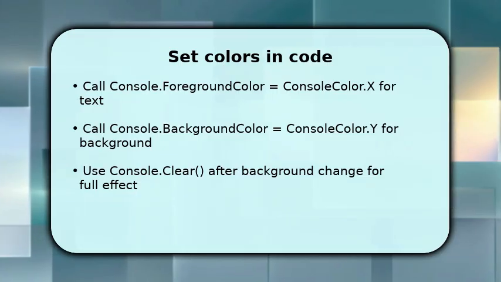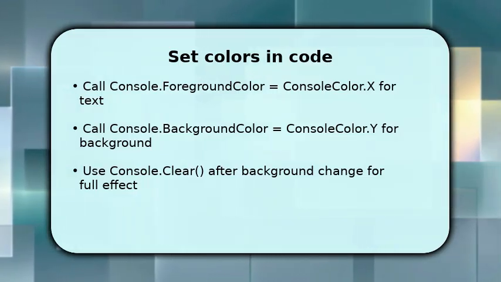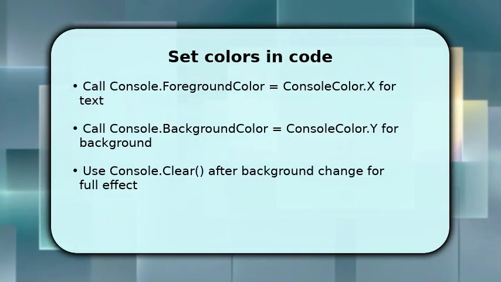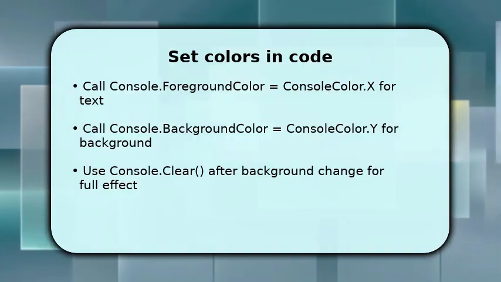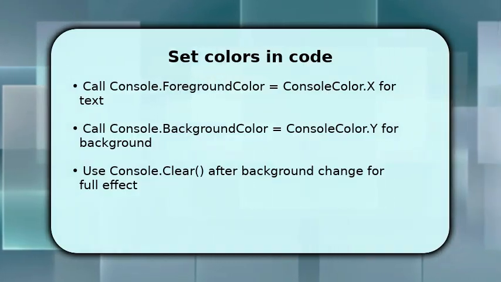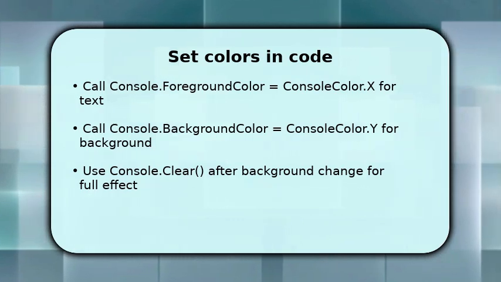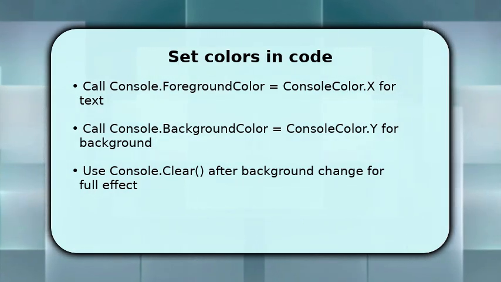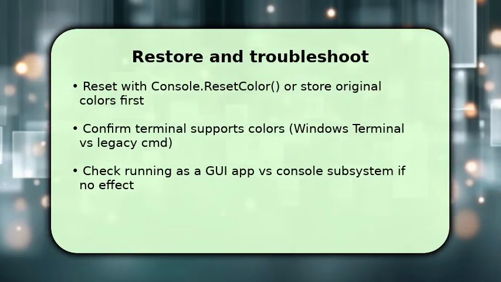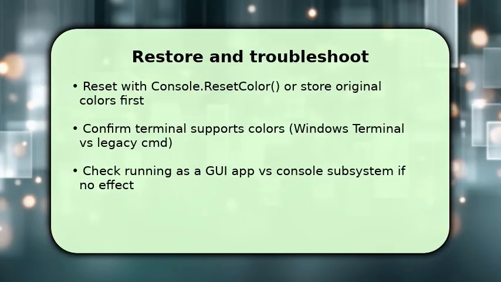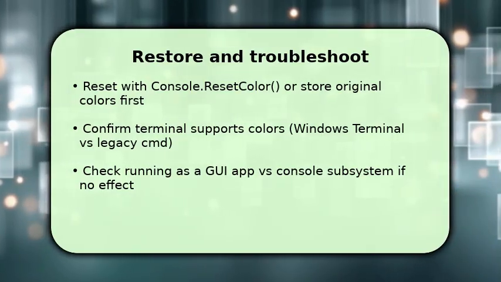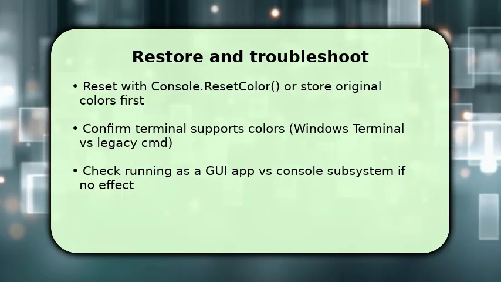Use conditional checks if colors depend on configuration or user input, and encapsulate changes in a method so you can reuse or revert them. This organization prevents scattered color assignments and makes maintenance straightforward. Finish by restoring original colors where appropriate. Either call Console.ResetColor or store the original foreground color and background color and reapply them.